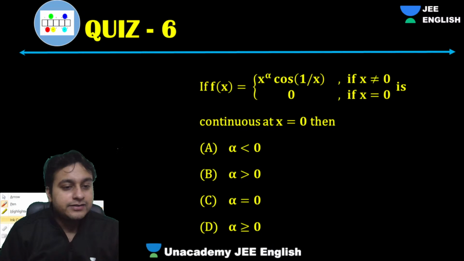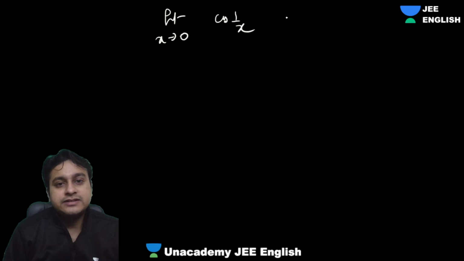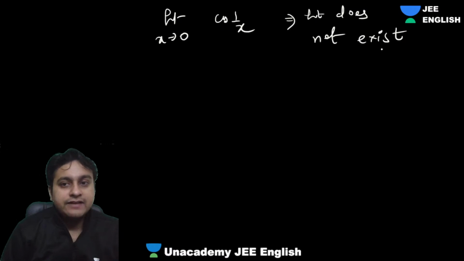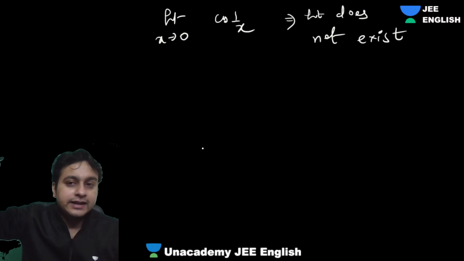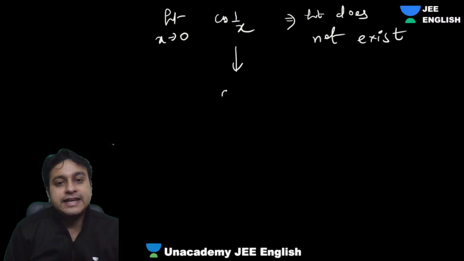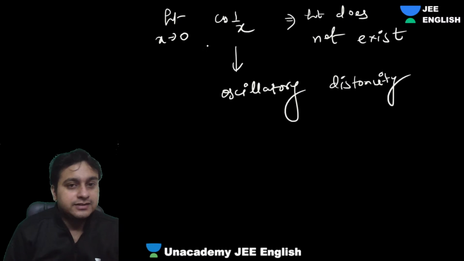Now, guys, see here, if somebody says, let's suppose, limit x tending to 0 of cos 1 by x, what will this value be, you know? This value does not exist. We say that the limit does not exist. Why do we say that? There's a reason behind it. This is actually a fluctuating value. If you look at this graph, it is fluctuating. So we say the limit does not exist because this is called oscillatory discontinuity.